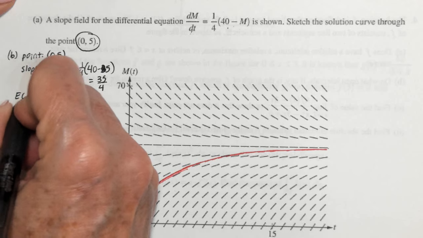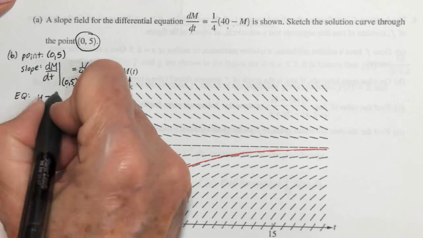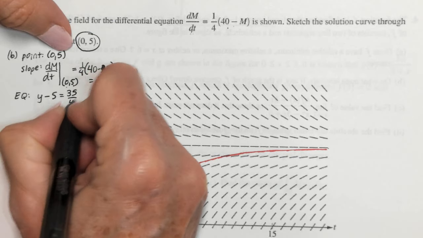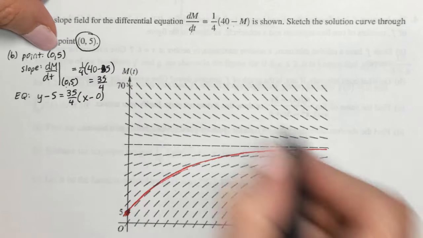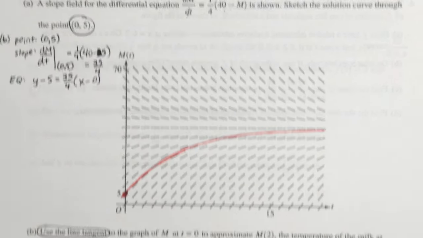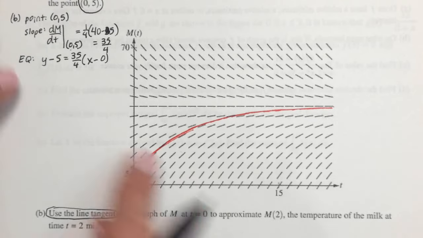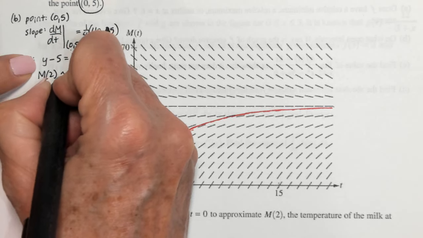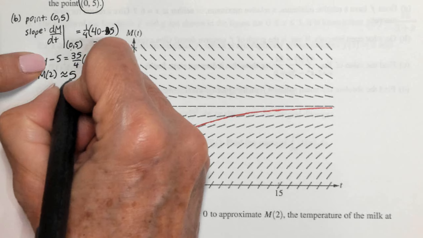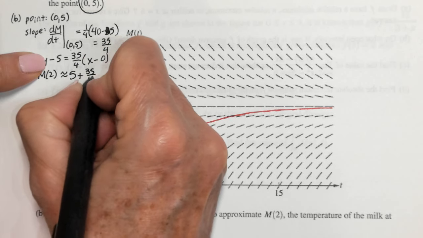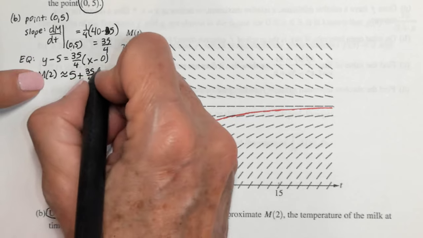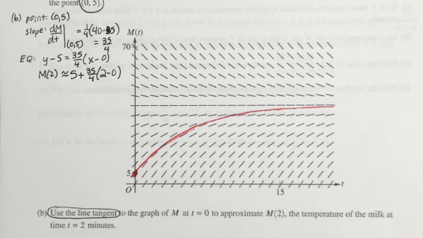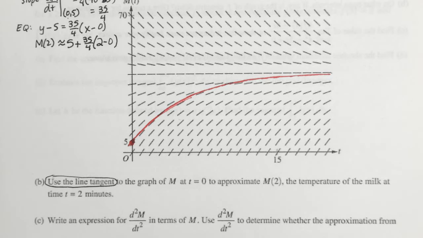And now for the equation. y minus the y coordinate of the point is equal to the slope times x minus the x coordinate of the point. Now they wanted us to approximate m of 2. y is m, so m of 2 is approximately equal to, I'm bringing the 5 over, and I'm replacing x with 2. And I'm done. That is the approximation for the temperature of the milk at time 2 using the line tangent.